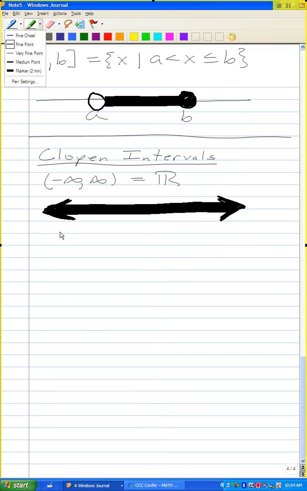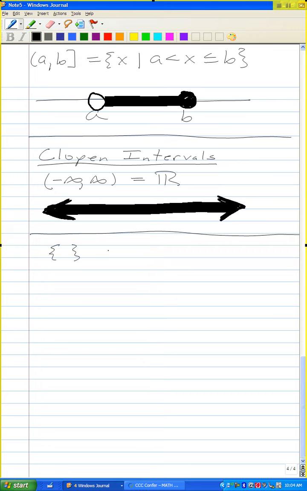And lastly, the empty set. So the empty set. So it's nothing.